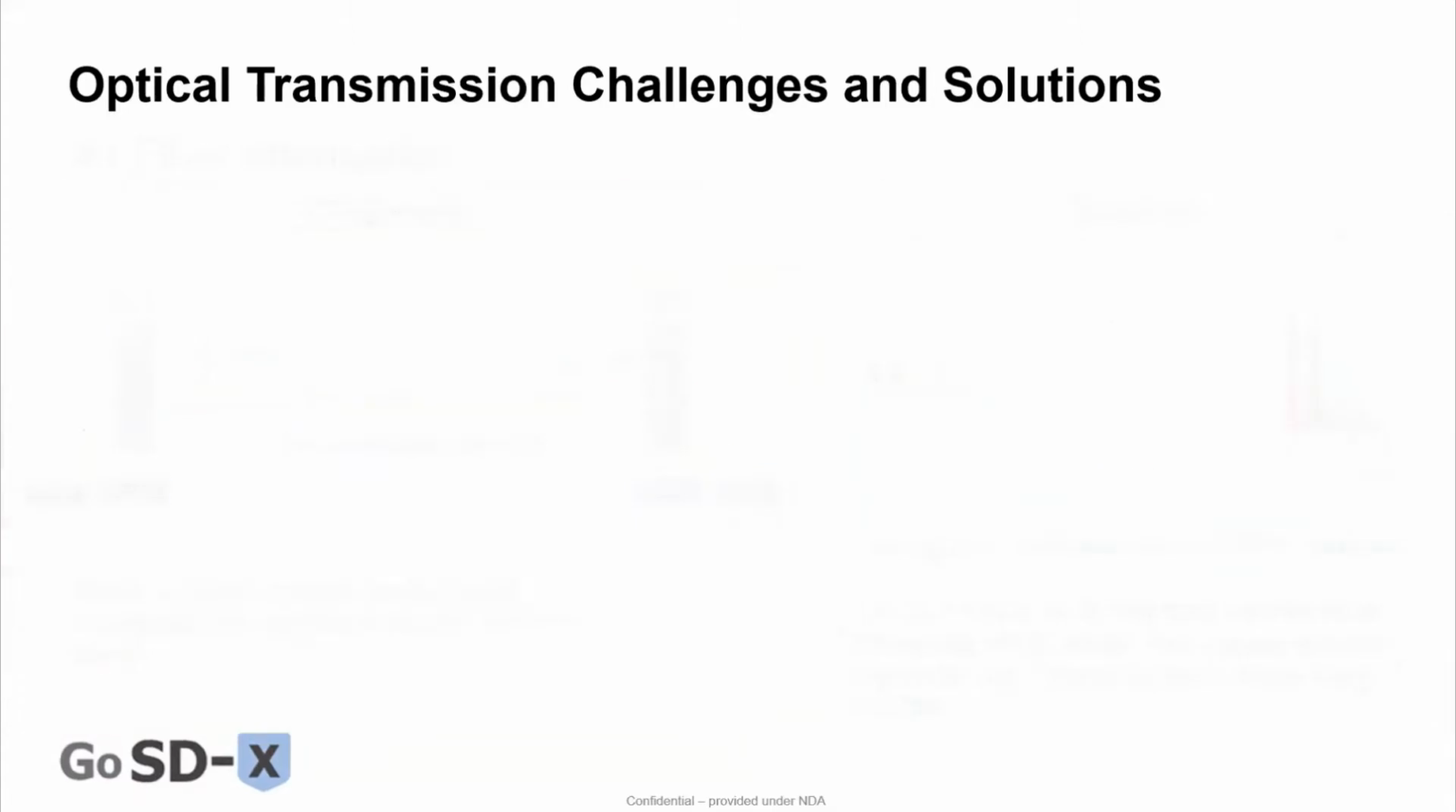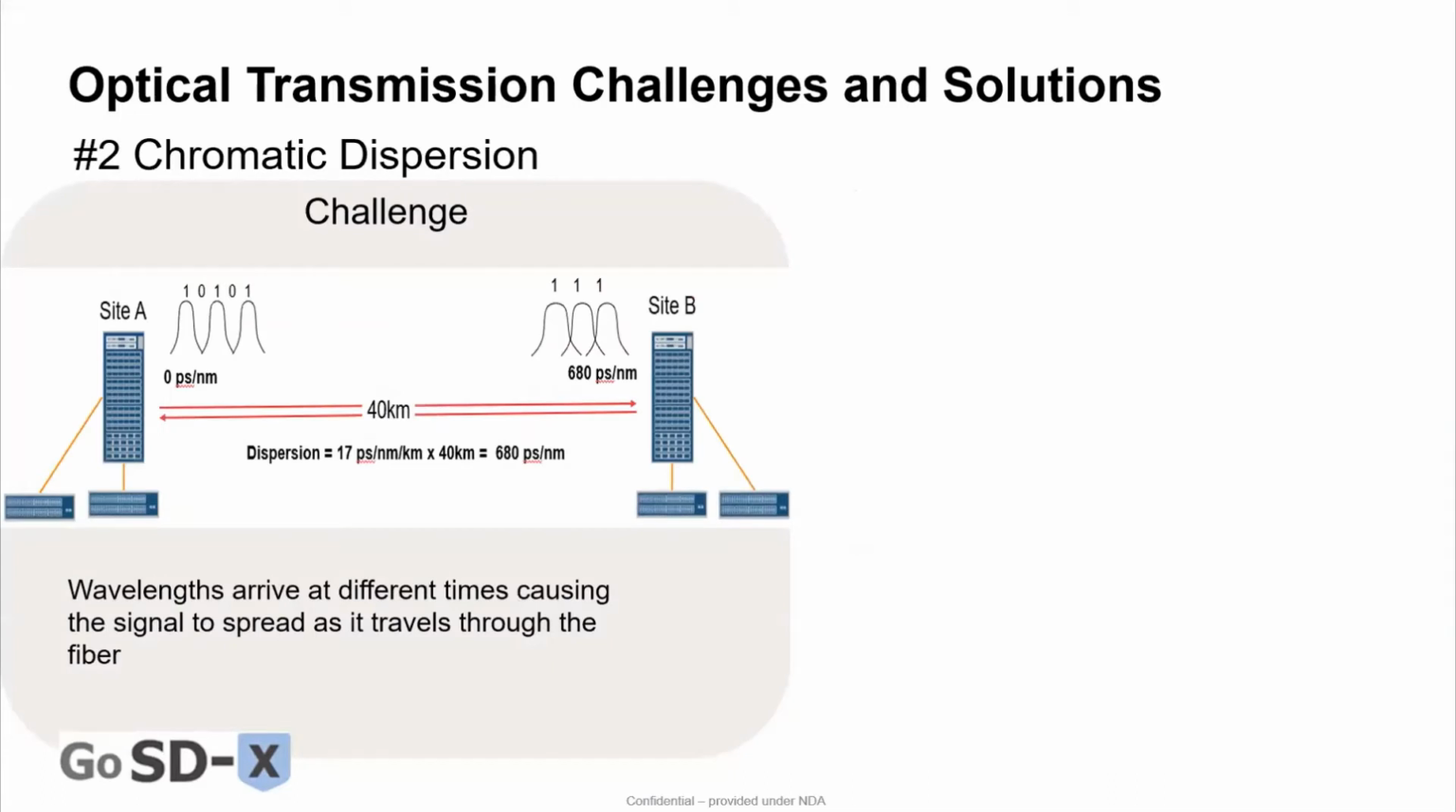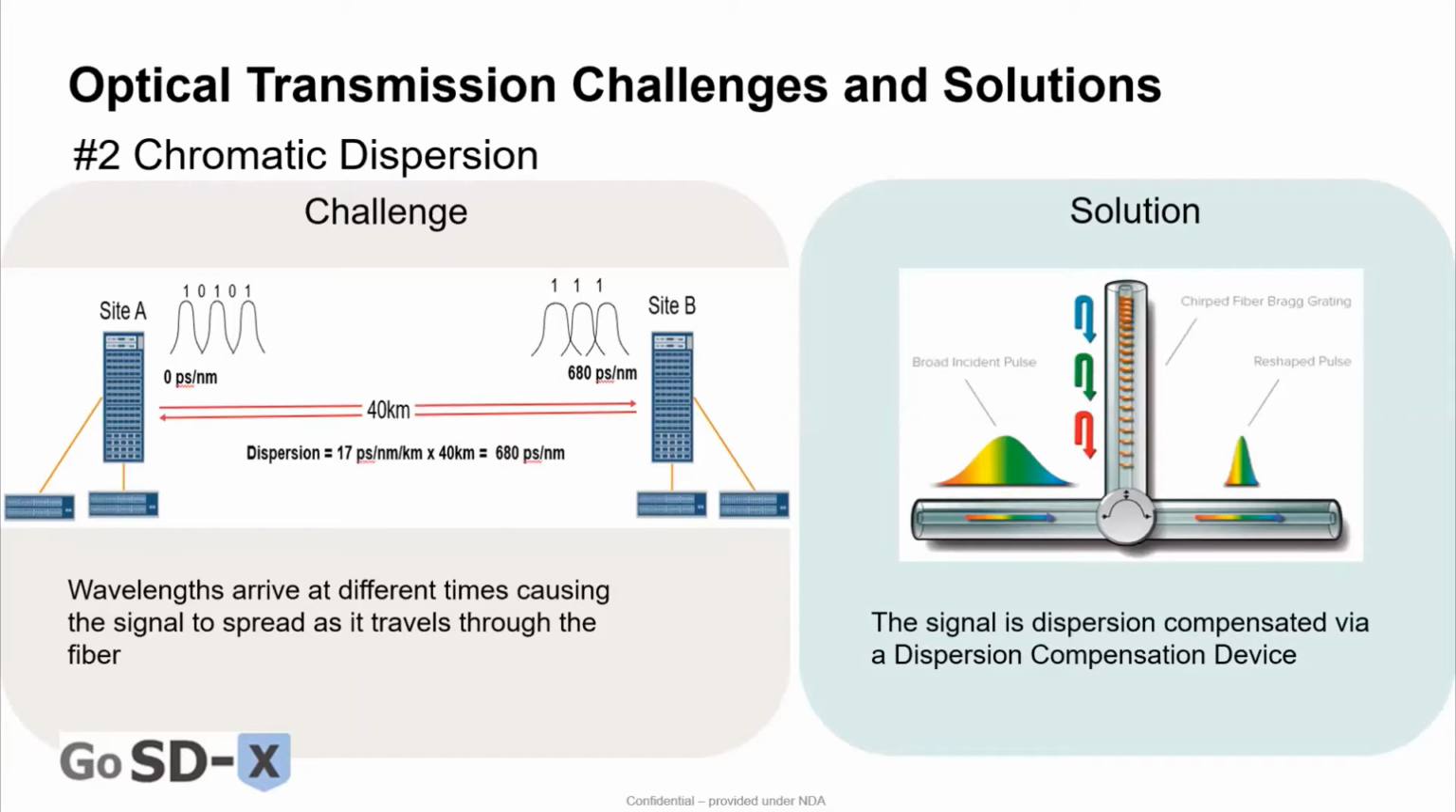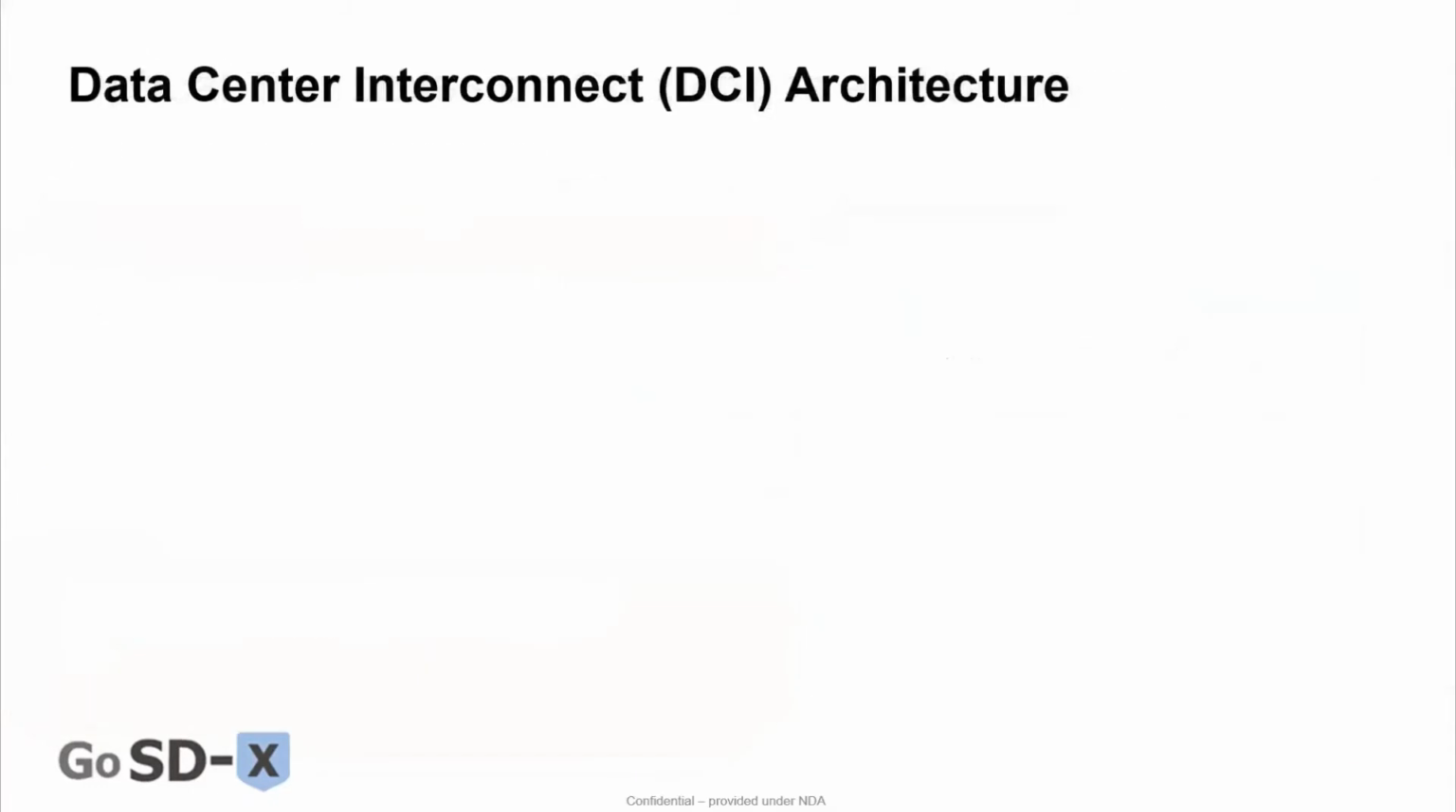And number 2 here is what we call chromatic dispersion. Wavelengths arrive at different times, causing the signal to spread, as mentioned before. The signal can be compensated, for example, by using a dispersion compensation device. So now you have some basic idea of the building blocks, right?